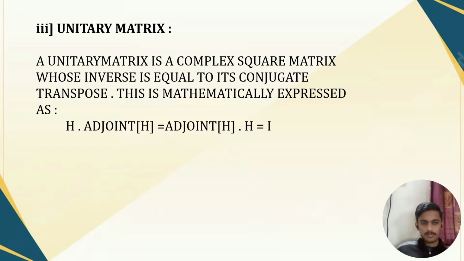Now we will move on to the unitary matrix. A unitary matrix is a complex square matrix whose inverse is equal to its conjugate transpose. This is mathematically expressed as H dot adjoint of H equal to adjoint of H dot H equal to I. We can also say it as H dot H dagger equal to H dagger dot H equal to I, or H dot conjugate transpose of H equal to conjugate transpose of H dot H equal to I. So this is the property. If it is true, then we can call it a unitary matrix.